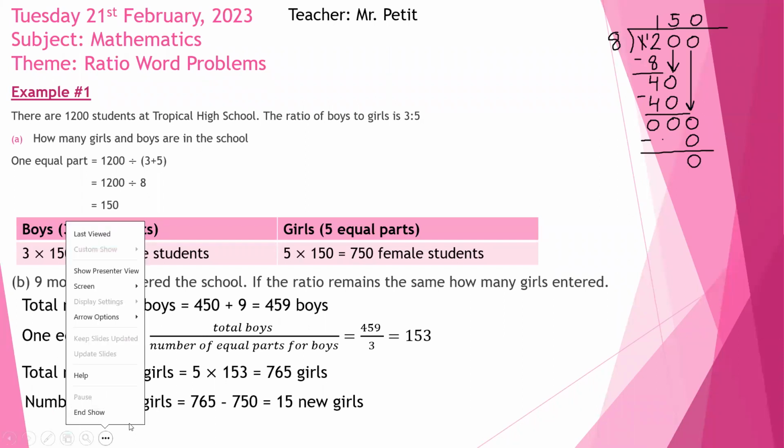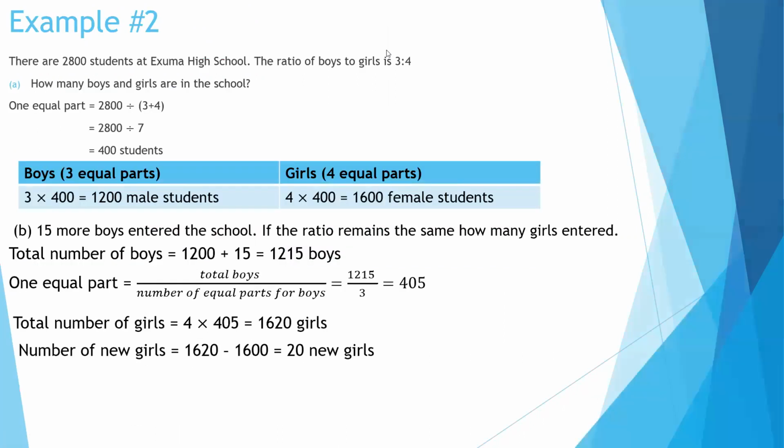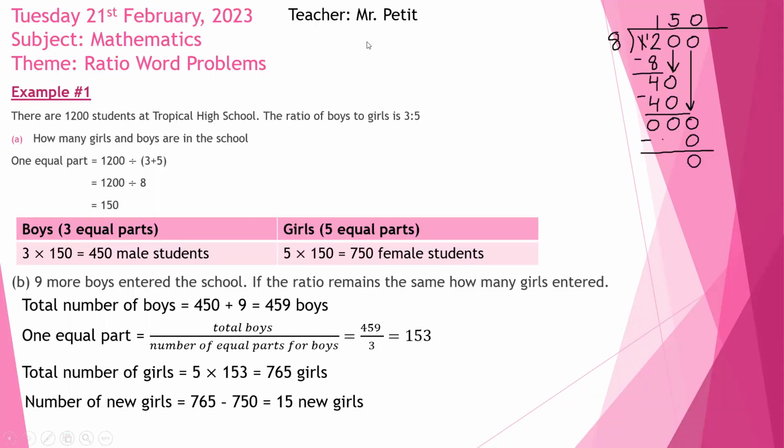Okay, so to get A, the one equal part, you add the ratio for the boys to girls, which is 5 plus 3, which is 8.